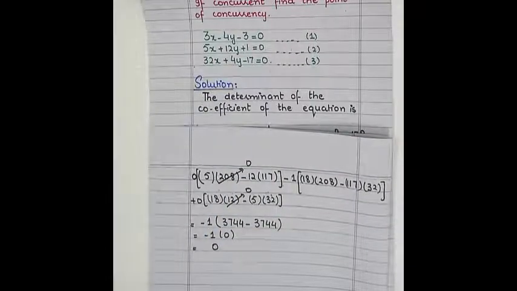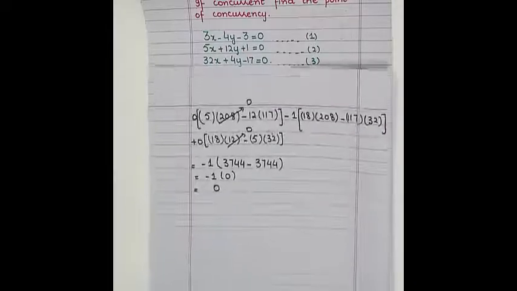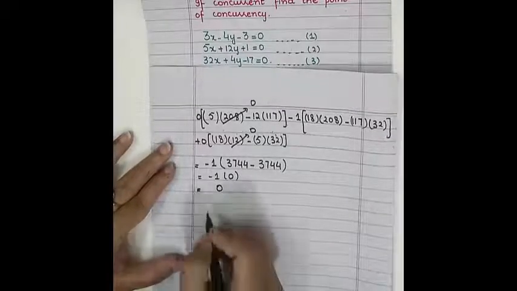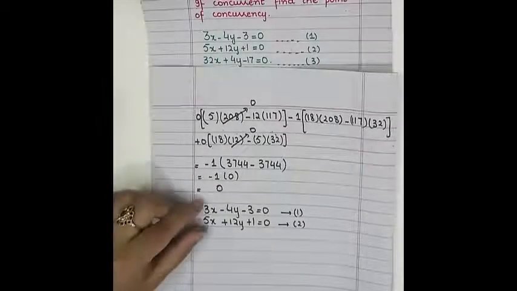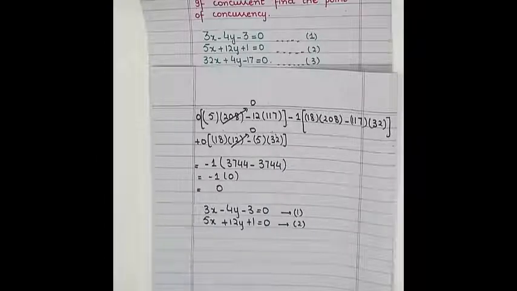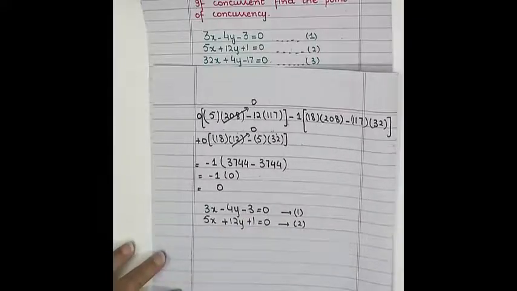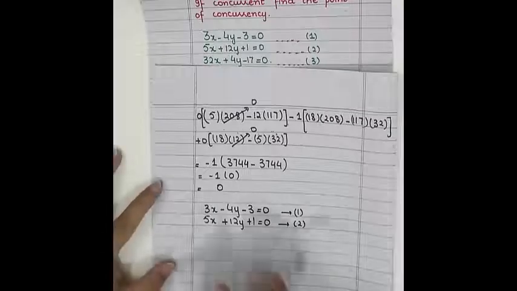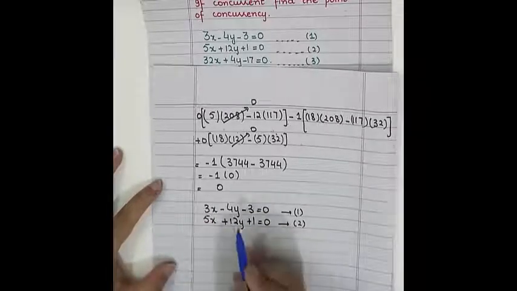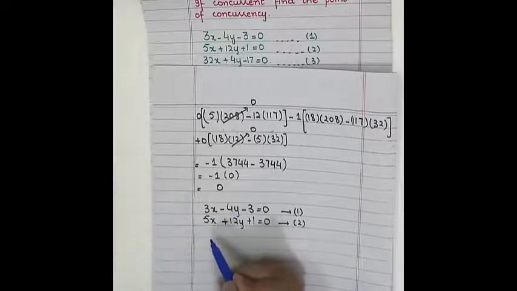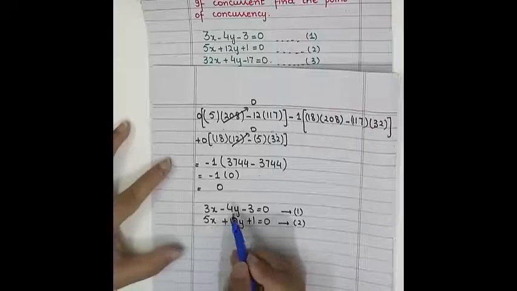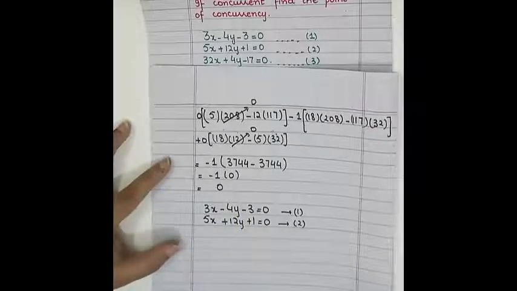Next we have to find the point of concurrency, the short and easy method. Let us consider the first two equations, 3x minus 4y minus 3 equals 0 and 5x plus 12y plus 1 equals 0. Now we will solve these two equations and find the values of x and y, and that will be the required point of intersection. So in order to cancel out y, we need to bring a change in equation 1. We need a 12, so that they cancel out and we have the answer for x. So we will multiply equation number 1 by 3.